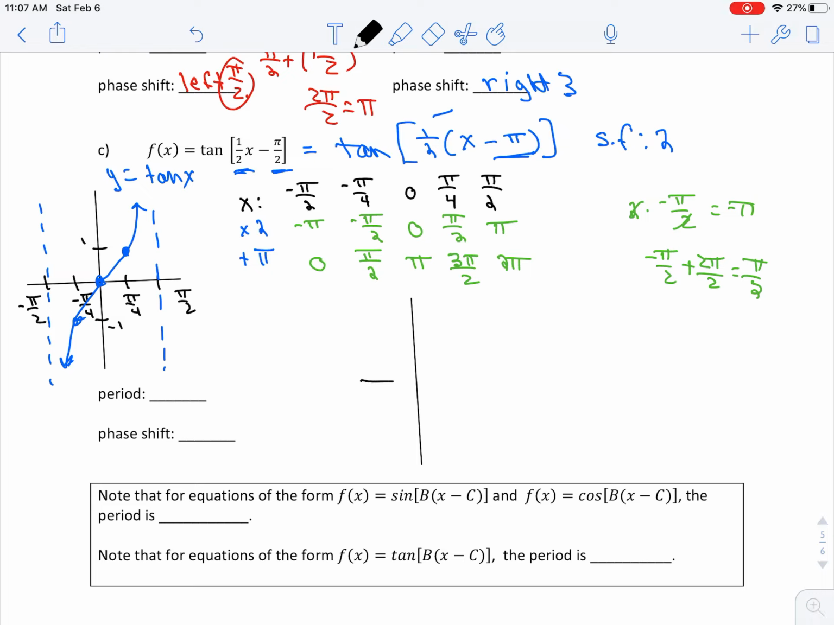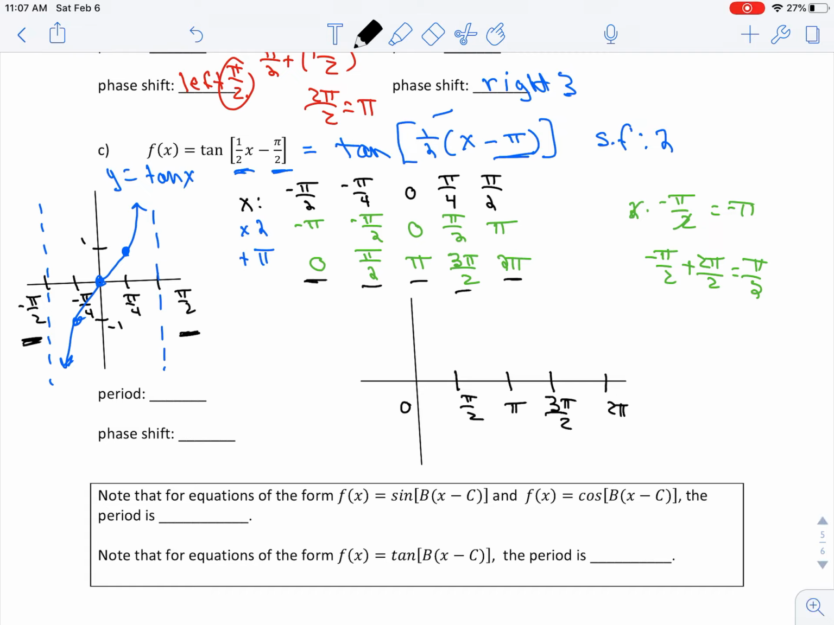notice, by the way, that the vertical asymptotes have switched. The vertical asymptotes are always at the ends, so usually they're at negative pi over 2 and pi over 2 in the parent function, but they're going to be at 0 and pi over 2 for this one. So I'm going to label all of these x values. So I have 0, pi over 2, pi, 3 pi over 2, 2 pi. Those are my new x values.